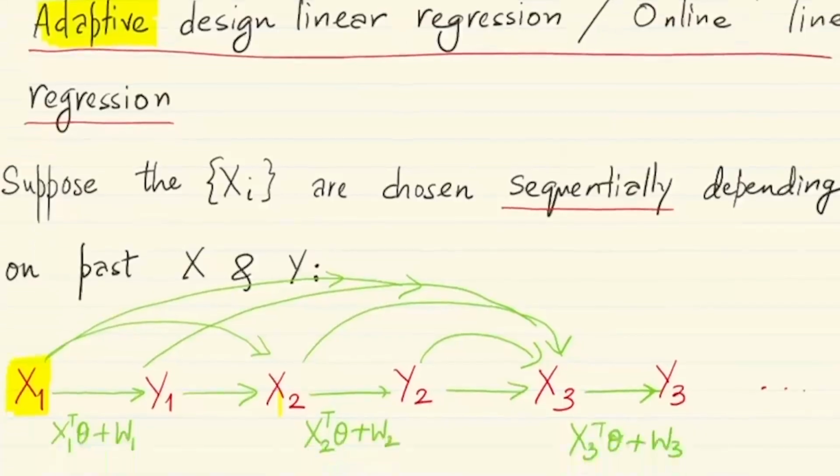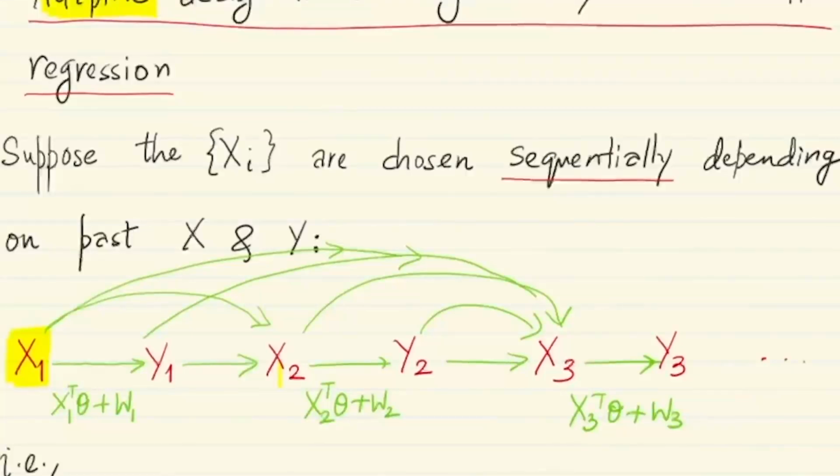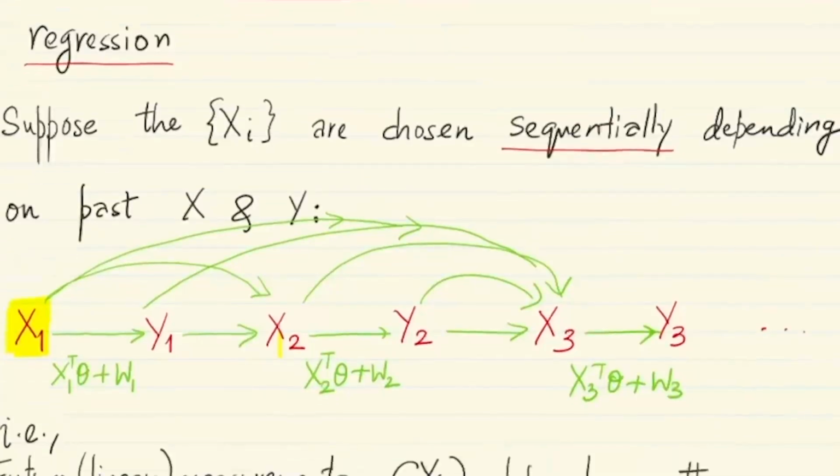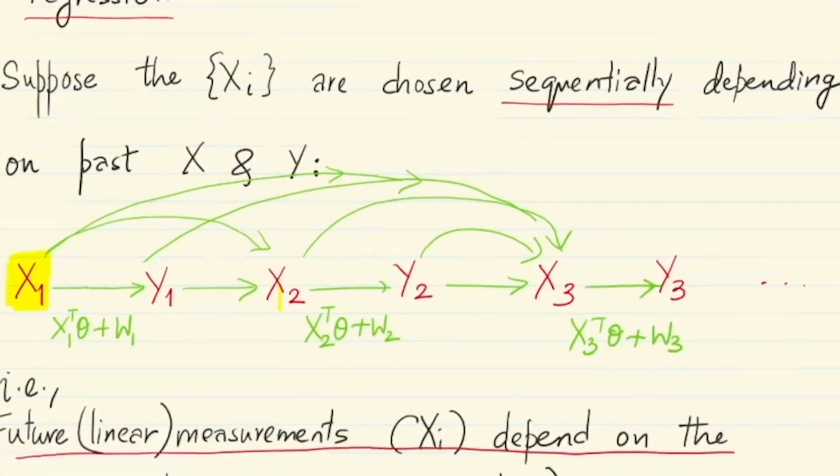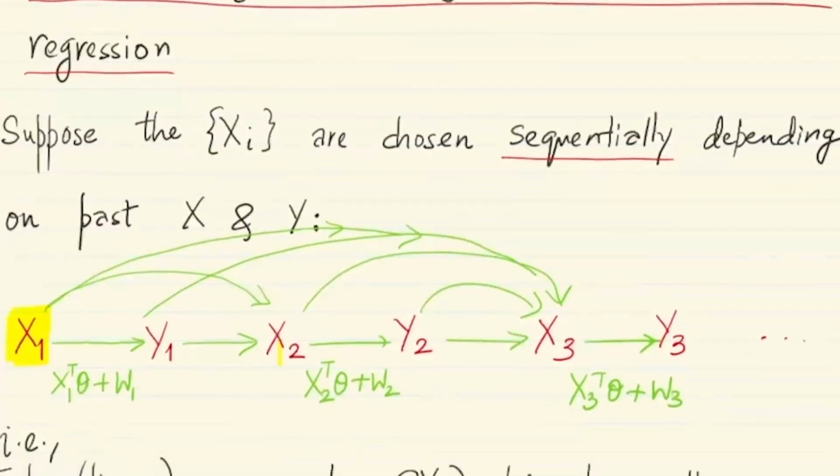So the key difference from the previous fixed design setting is that the future linear measurements, that is the xi's, can actually depend on the outcomes seen so far. So upfront there is no way to predict or decide what the trajectory of the measurements xi's will be, as opposed to the fixed design linear regression setting. So both the x's and the y's are random here in this sequential or causal manner. So that's what is called adaptive design linear regression.